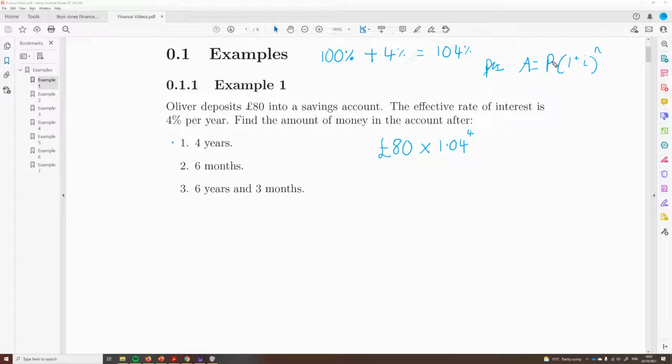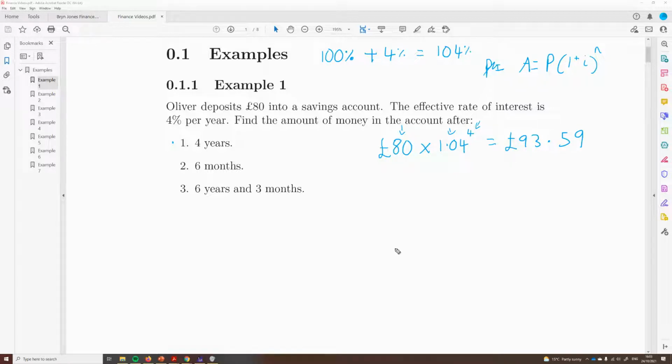I'm going to shy away from this formula, because I think it overcomplicates what's a relatively simple thing, which is take the amount of money you've got, multiply it by the multiplier that you need, the 4% in this case, and do it for the amount of years that are required. Okay, you put that into your calculator, £80 times 1.04 to the power of 4, and that's going to be equal to £93 and 59 pence. Okay, and again, that's just a National 5 question.